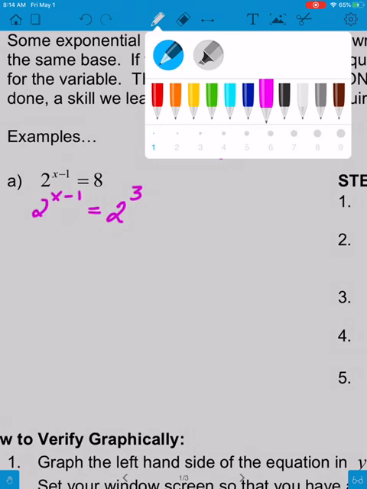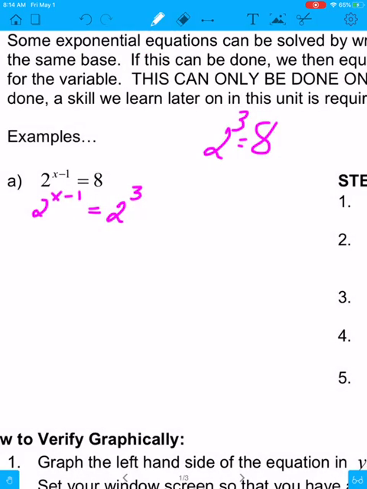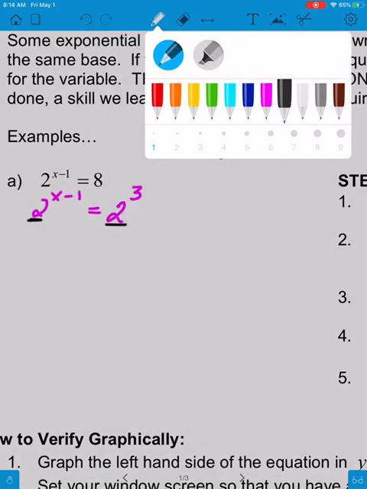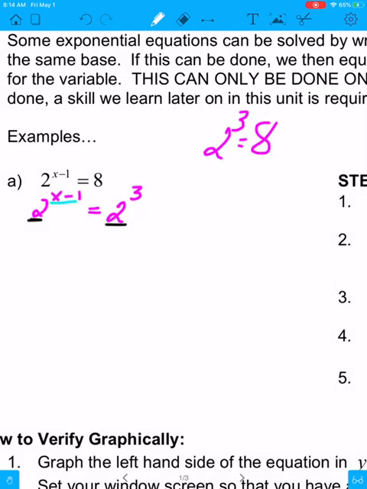Now, some people say cross off your bases. You're not crossing off your bases. You have 2 to the x minus 1 equals 2 to the 3. Last time we had 2 to the x equals 2 to the 3, so we could say the exponents were equal. Well, now, if we have 2 and 2, we can say x minus 1 equals 3. And that's our next step. Write your exponents equal once your bases are the same, because they must be equal. Then, I'm going to add 1 to both sides, and I get x equals 4.